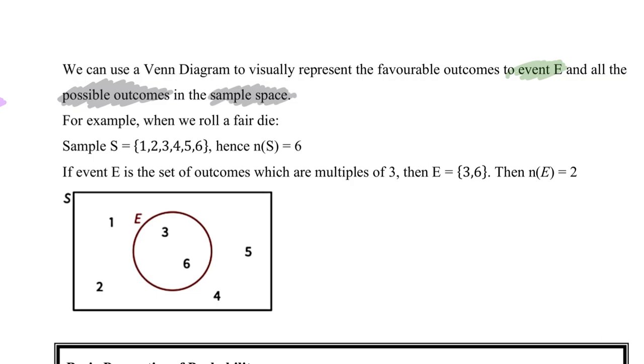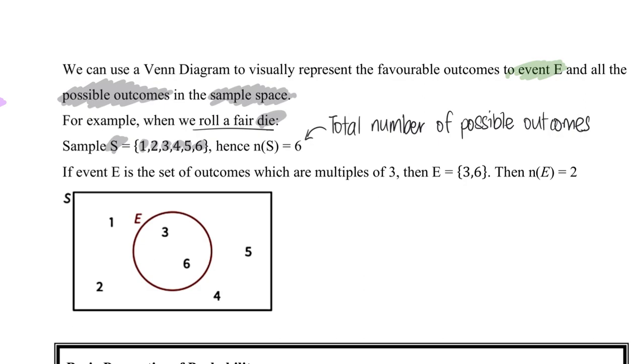So for example, in this sample space S, where we have a die, how many numbers are there on a die? Very good. It can either be 1, 2, 3, 4, 5 or 6. So the total number of possible outcomes when we roll a fair die is 6. It can either be 1 or 2 or 3 or 4 or 5 or even 6. Only 6.